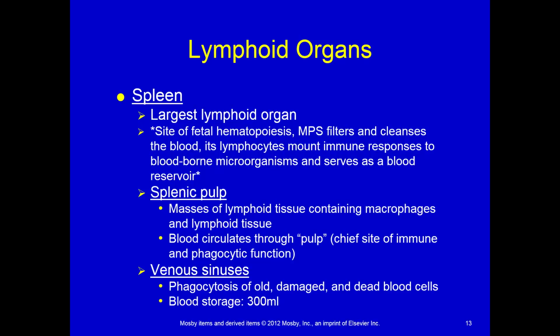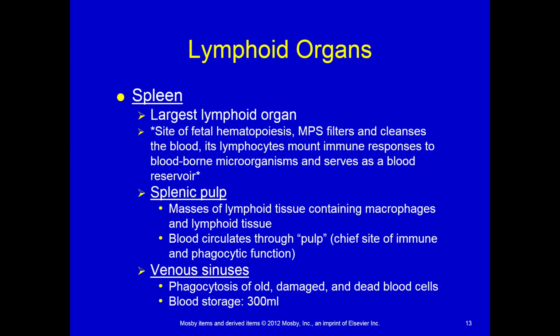And what happens is, as blood enters the spleen, it circulates through this pulp. I honestly think about the pulp acting like a screen, like literally the screen on your window. As the blood circulates through that pulp, through that screen, it certainly is one of the chief sites of filtration, of immune and phagocytic function, because you're literally filtering this blood as it gets pumped through this screen, so to speak. So that's one of the biggest functions of the spleen.